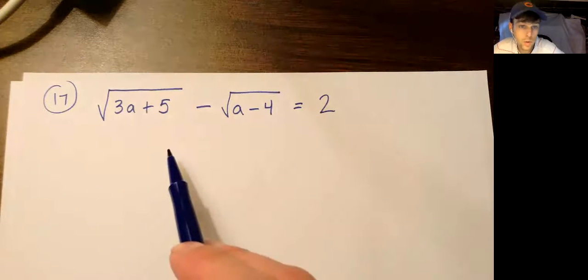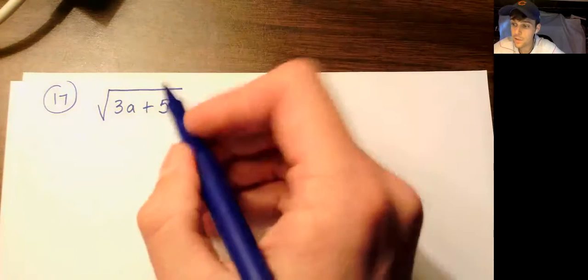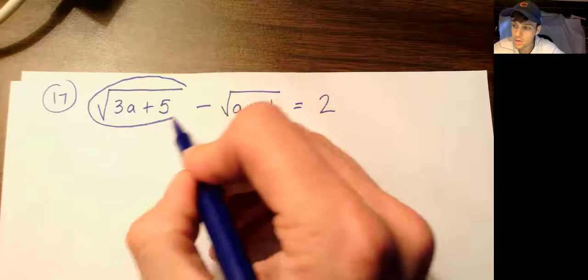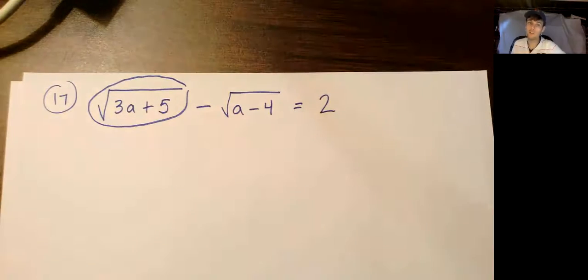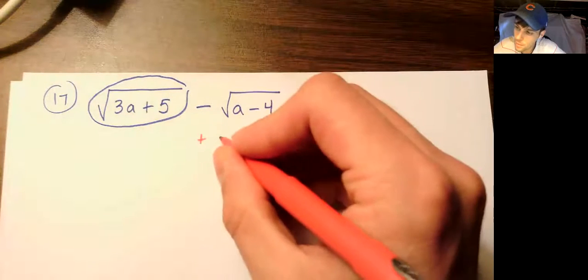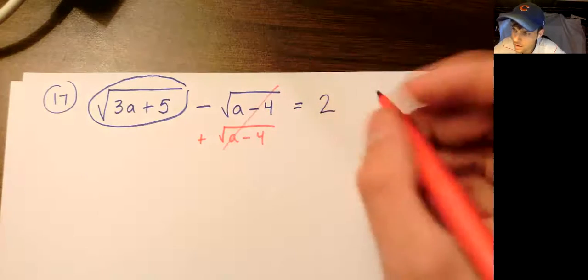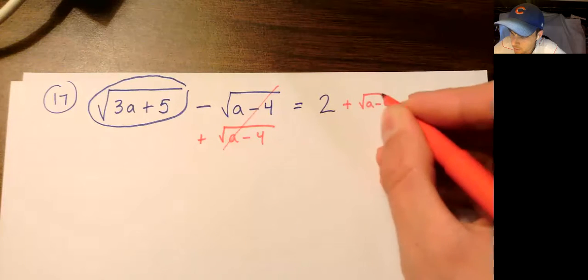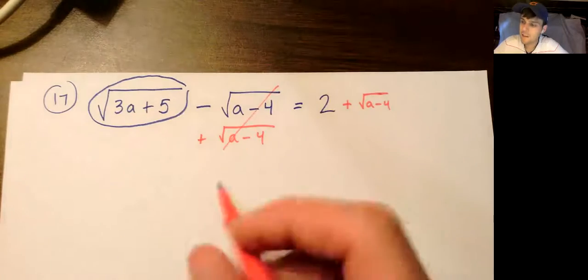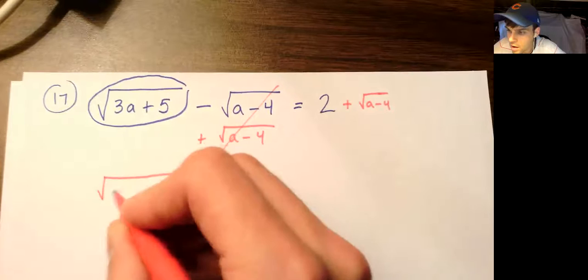So what I'm going to do is isolate one of them. I'm going to get one of them all alone on its side. I'm going to get this one all alone on the left side, which means I need to move this square root of a minus 4 over to the other side. I'm going to do that by adding it, since it was subtracted. So I'm going to do the square root of a minus 4. Okay. And I'll just rewrite this whole thing since it'll be a little neater.